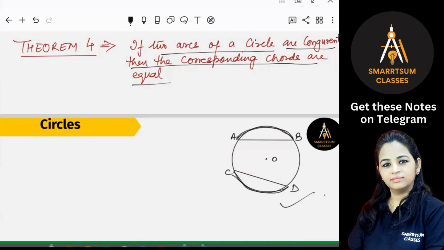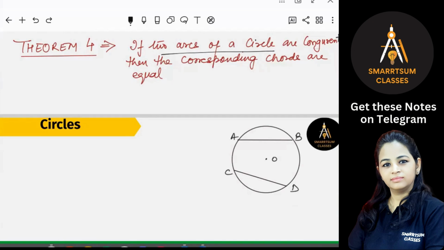Then their corresponding chords will be: chord AB is the corresponding chord of arc AB, and CD is the corresponding chord of arc CD. Then these corresponding chords AB and CD will also be equal in length, right? So this is theorem 4 related to chord properties. Is that clear?